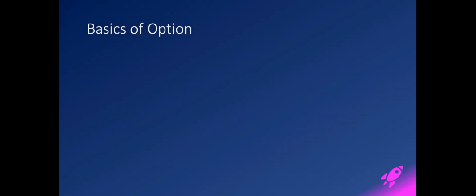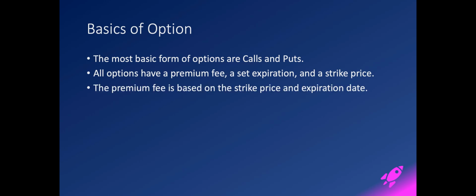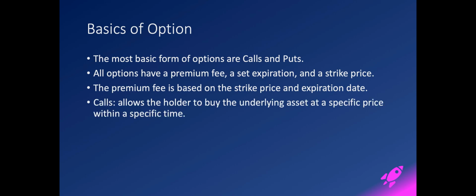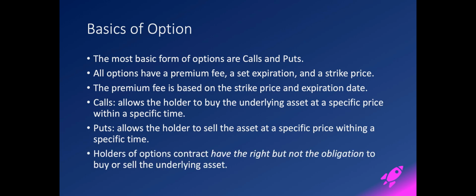The most basic forms of options are calls and puts. All options have a premium fee, a set expiration, and a strike price. The premium fee is based on the strike price and the expiration date. Calls allow the holder to buy the underlying asset at a specific price within a specific time. Puts, on the other hand, allow the holder to sell the asset at a specific price within a specific time. Holders of option contracts have the right, but not the obligation, to buy or sell the underlying asset.